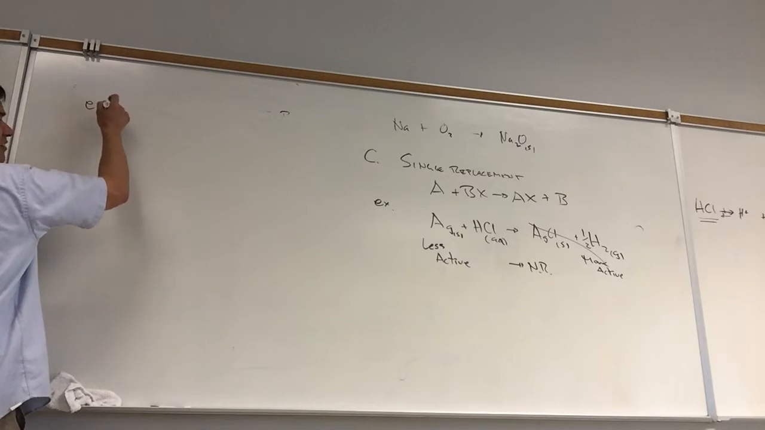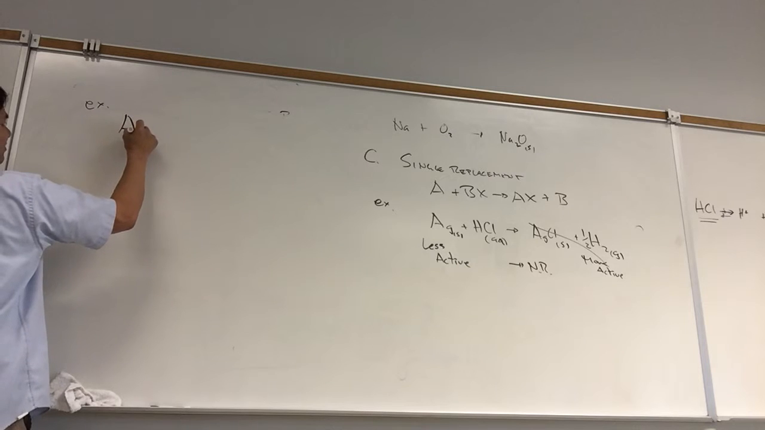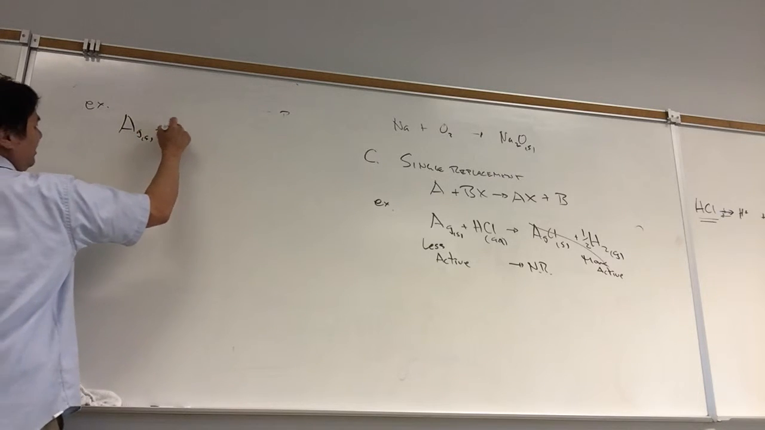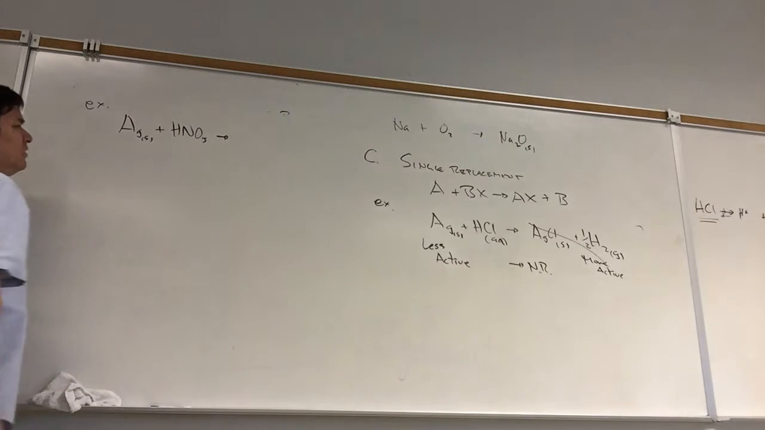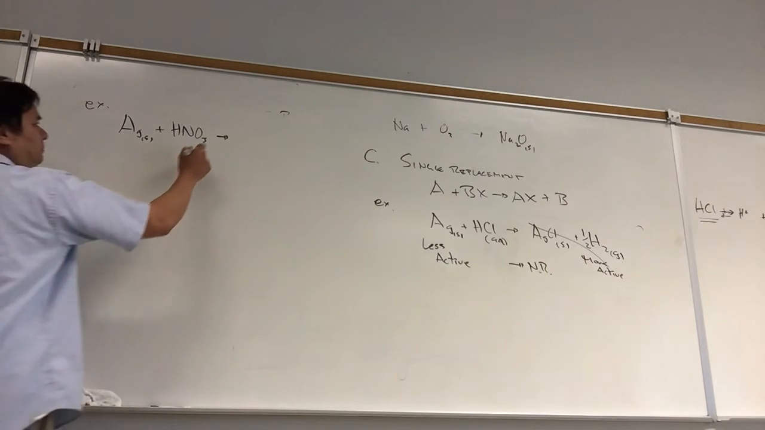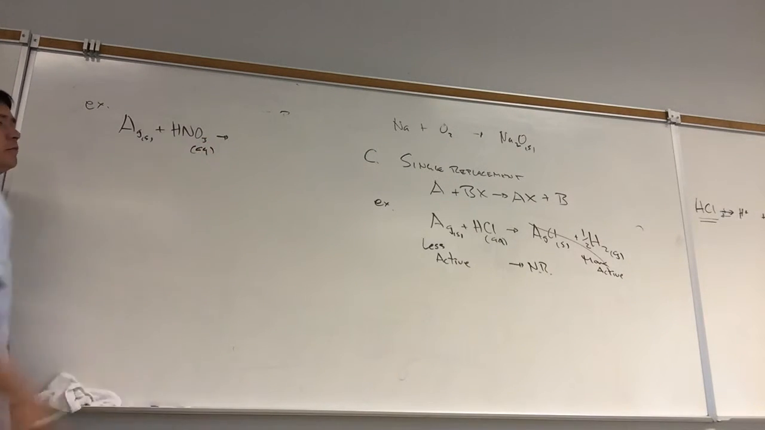Let's do the next example here. Silver metal plus nitric acid. Silver metal plus nitric acid should yield, well, this is an A plus BX pattern, so what should this give us?